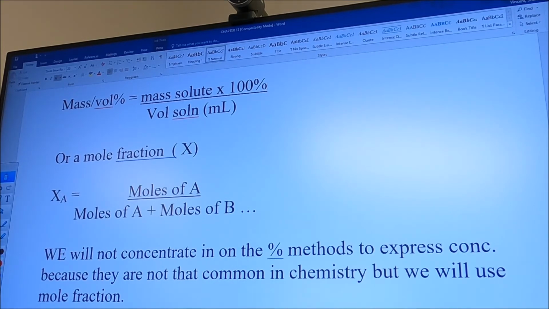Mole fraction is just what the name implies. I take moles of compound or substance A in the mixture and divide it by the moles of A plus moles of B plus moles of C for however many things are in the mixture. Okay? So, if I had a mixture that was 1.2 moles NaCl, 6 moles of H2O, and 0.5 moles of KNO3.